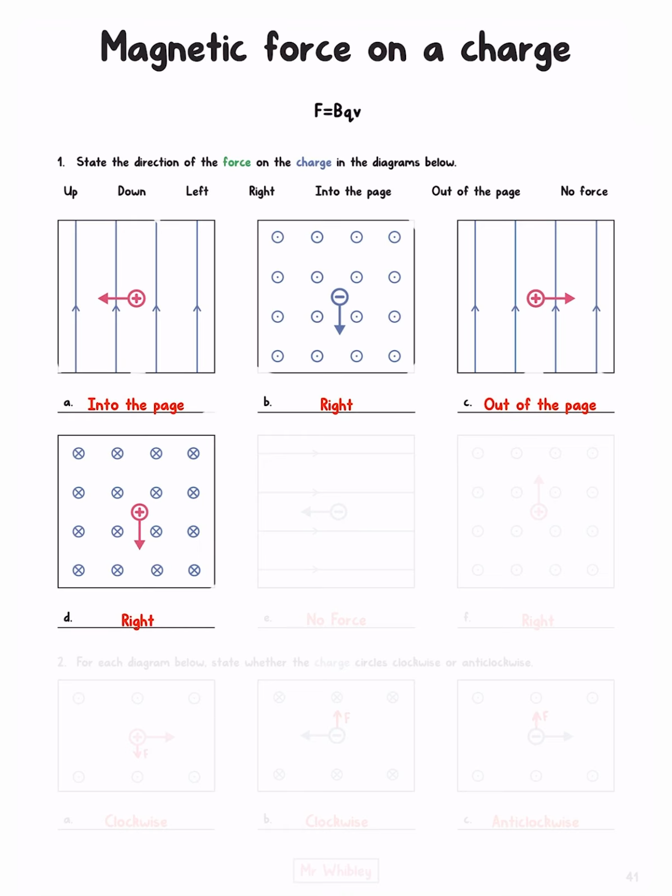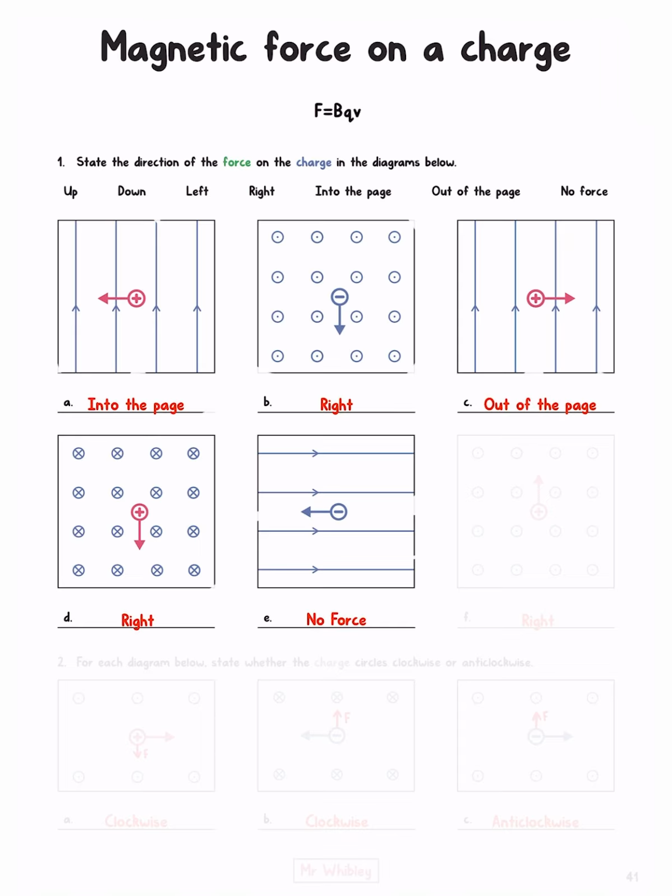In our next example, we have a negative charge moving towards the left, and we have a magnetic field which is pointing towards the right. Because these directions are parallel to each other, we have no force. We only have a magnetic force generated when the velocity of the charge and the magnetic field have some perpendicular component relative to each other.